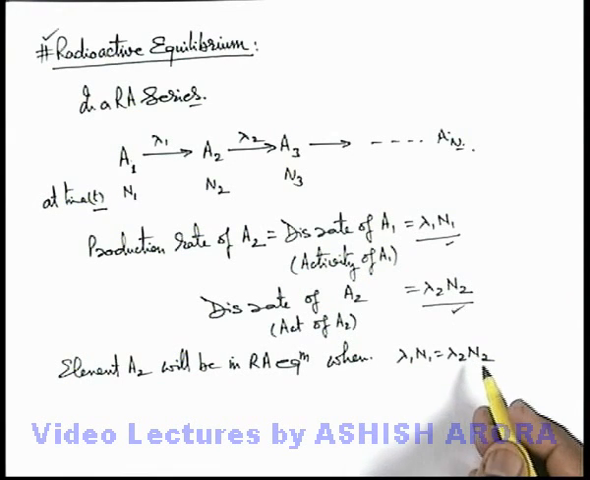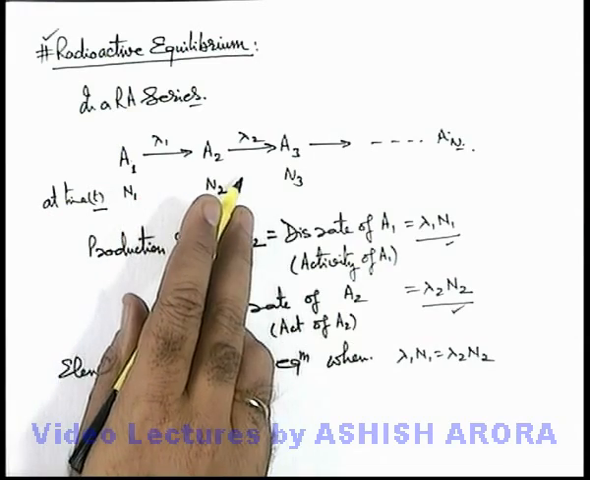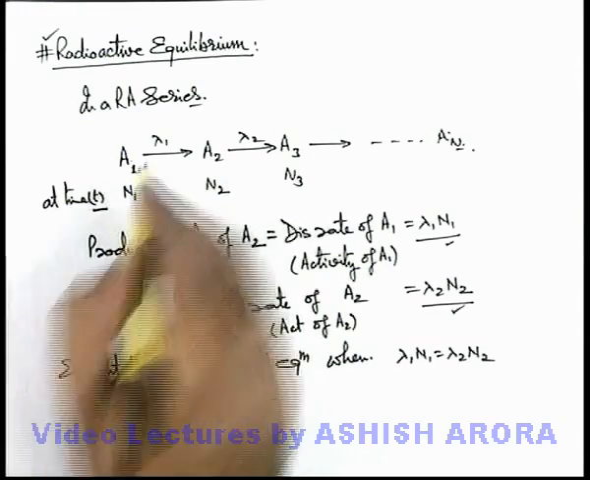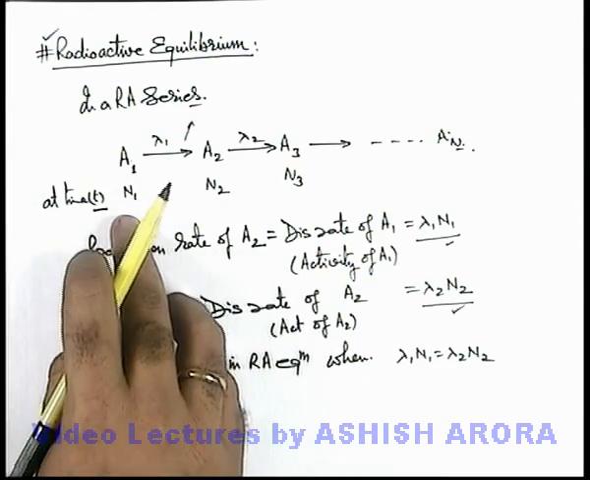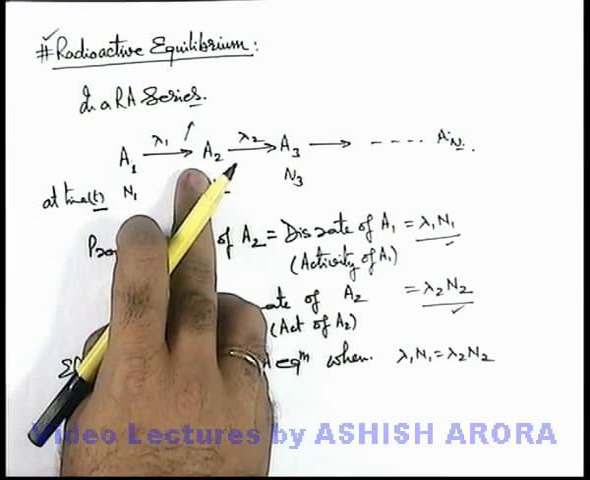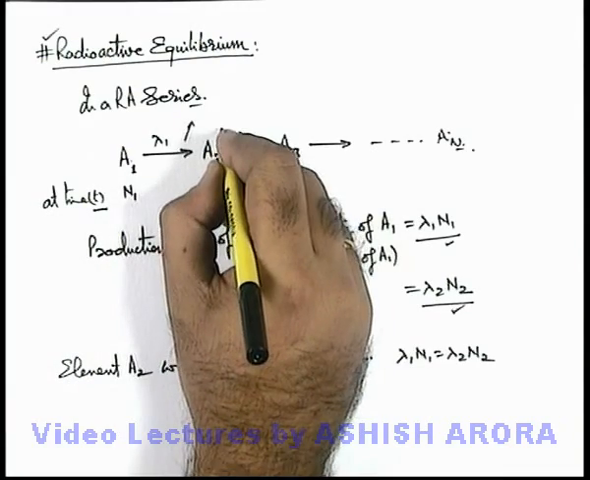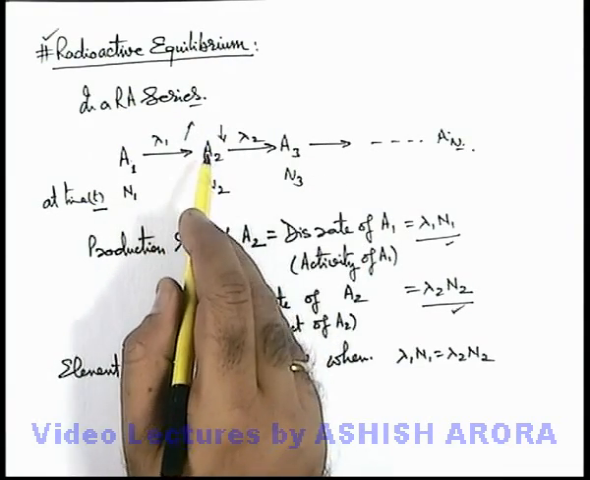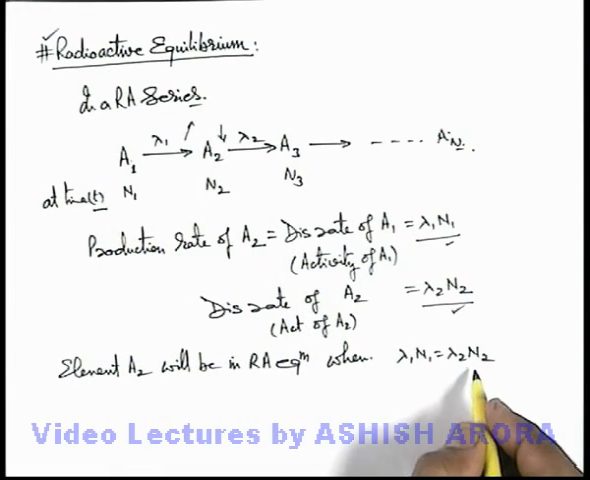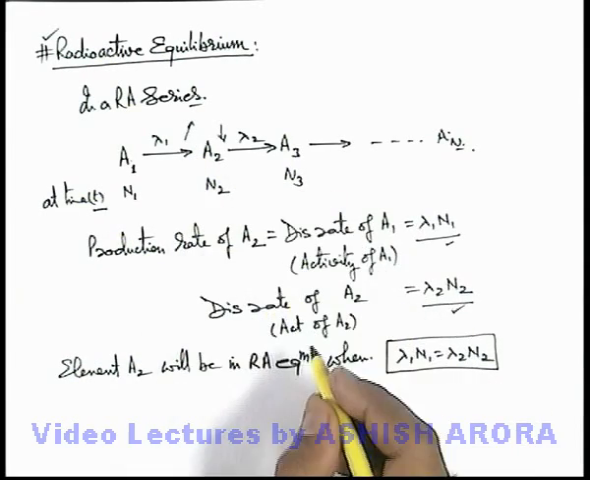And we can also write that before this time lambda 1 N1 was more and lambda 2 N2 was less, so the amount of A2 was increasing. And after this time, as N1 further decreases, the production rate of A2 decreases and the disintegration rate will increase, so the amount will go down. So the amount of A2 will be maximum when it is in radioactive equilibrium. This is the condition of radioactive equilibrium for the element A2.